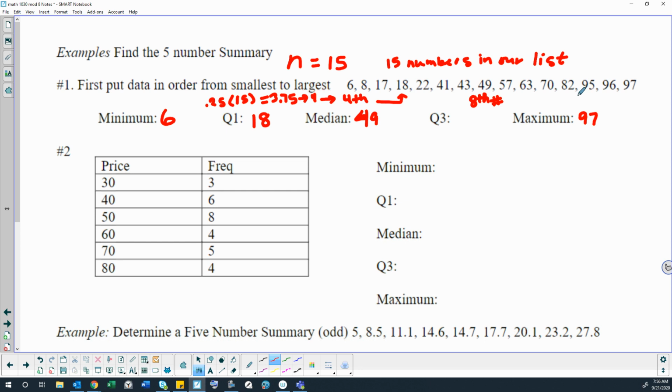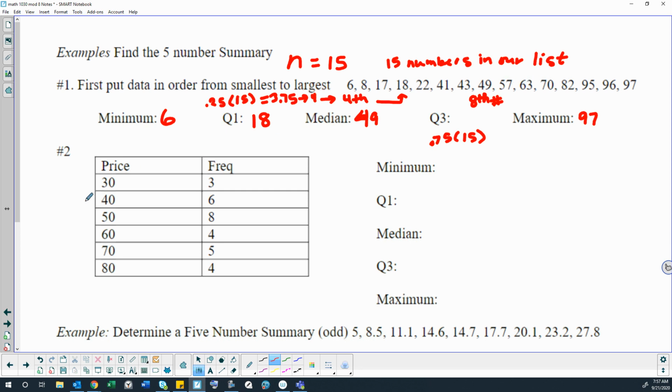Yeah, exactly. What if you have 1,000 data points? Well, there's technology that does that, right? But still, it's just a way of helping you out. Okay, so then we're going to do 0.75 times 15, which is 11.25.